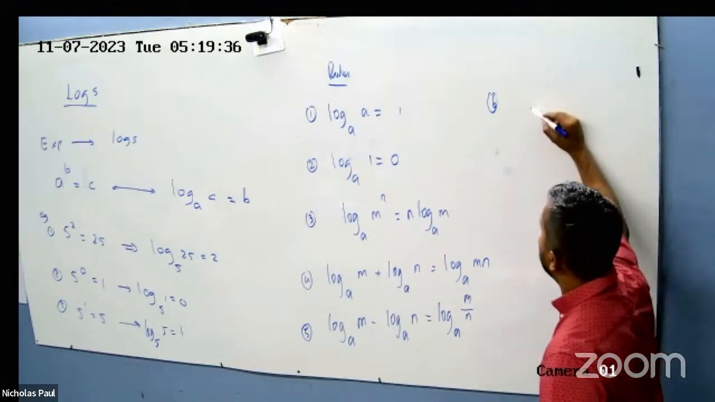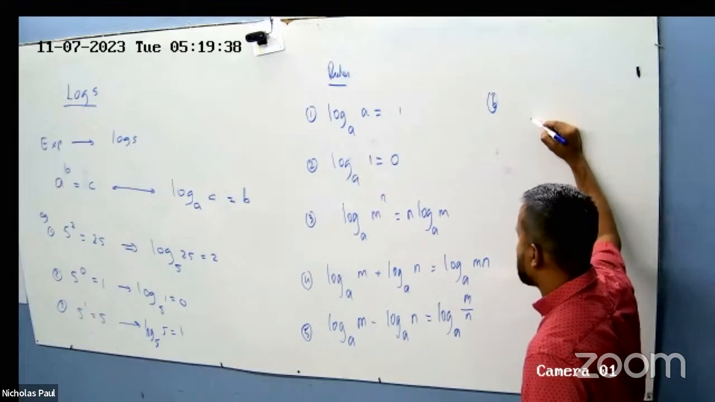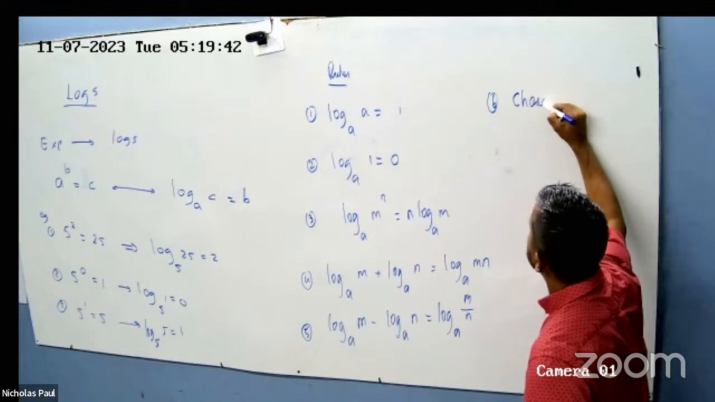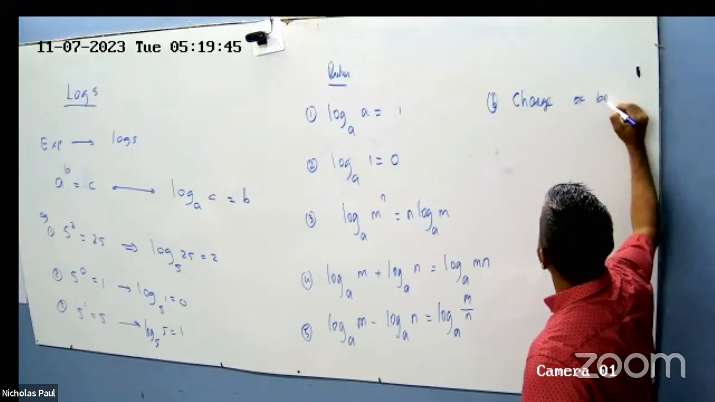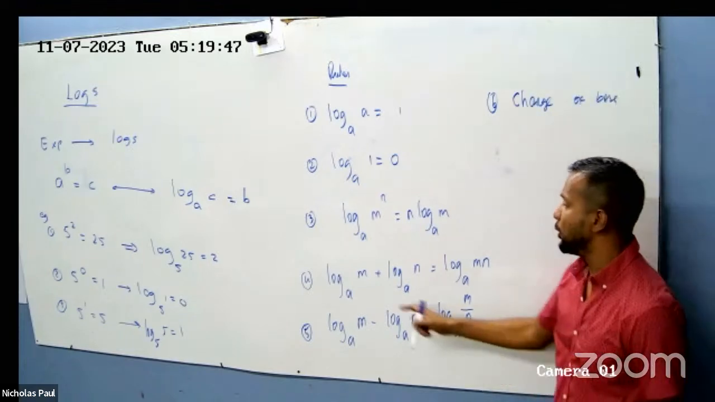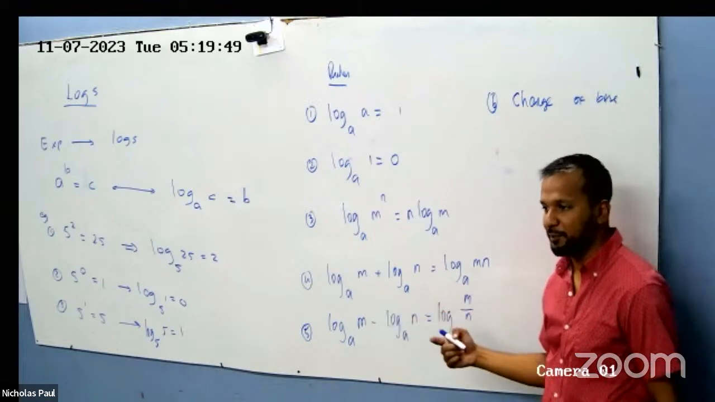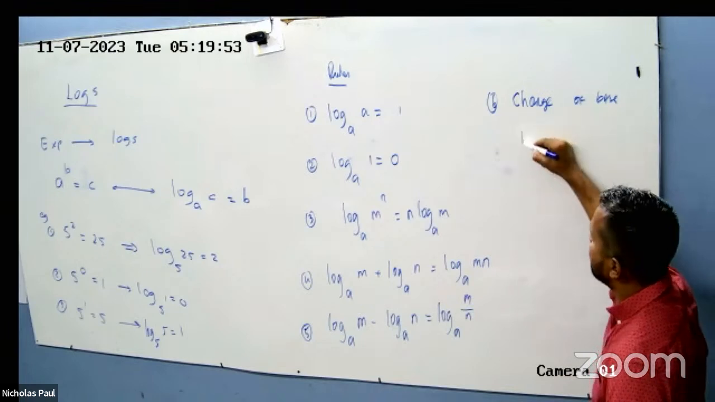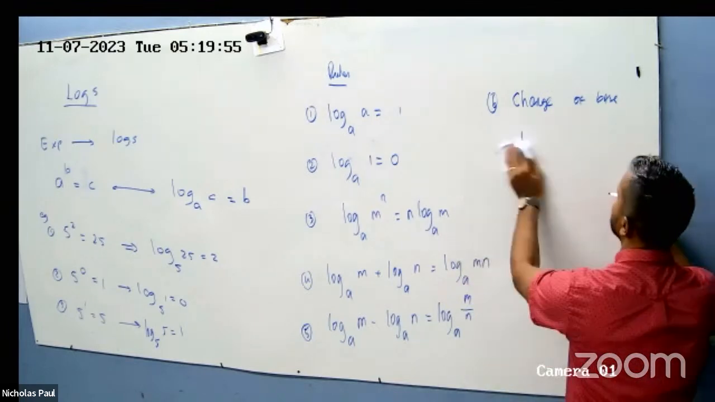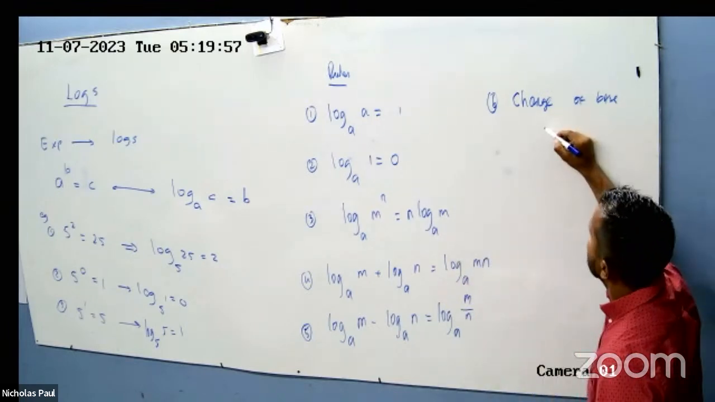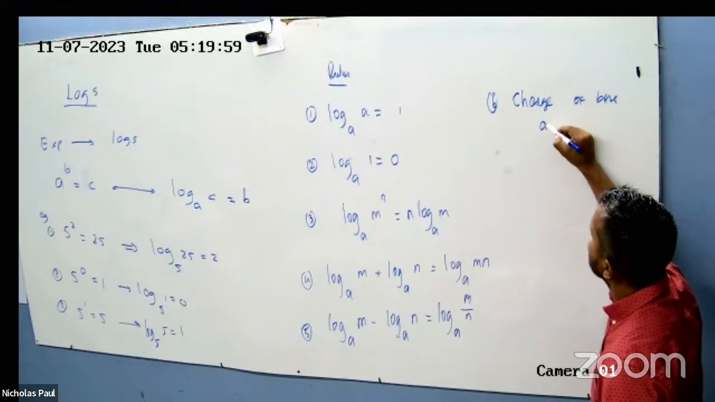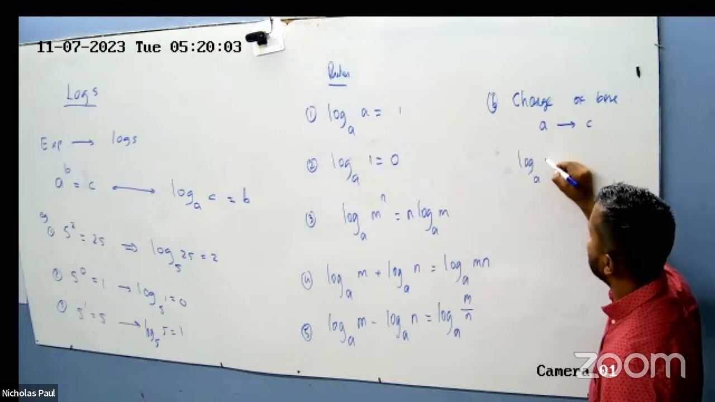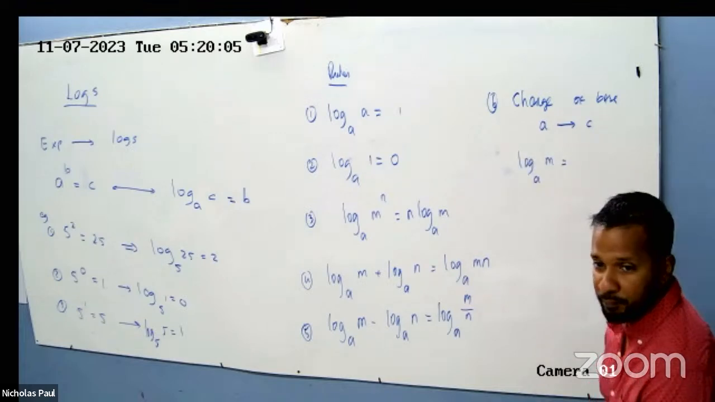Number 6. There's a new rule. It's called change of base. So sometimes we will not have the same base and we are limited, so we have to be able to change it. So let's do the change of base. Let's go from base A to base C, right? So if I give you log to the base A of M, what will that be?